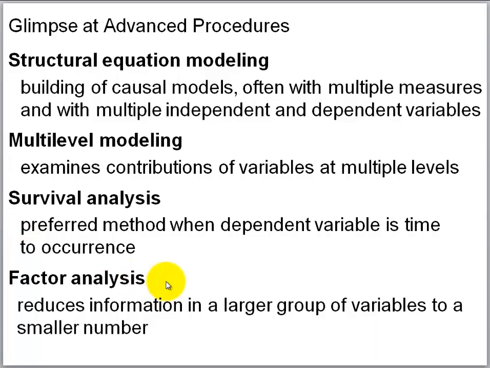Okay, a final multivariate procedure that I'll mention is factor analysis. So what factor analysis does, it reduces information from a larger group of variables into a smaller number. So let me try to give you an example. Well, suppose that you have 7 items on a child behavioral instrument, and these are hits others, isolated, fights, keeps to self, talks back, timid, and swears.